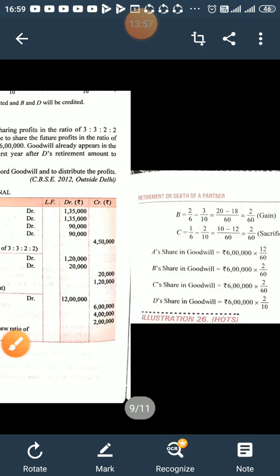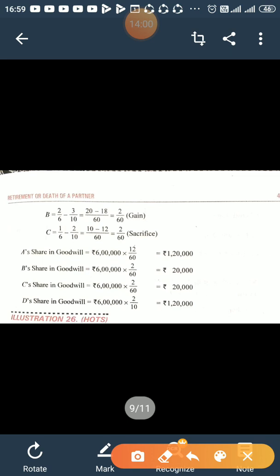Right. Now we will see what about B. B is having old share 2 by 6. New share is 2 by 6. 3 is to 2 is to 1 is a new profit sharing ratio. In this, B share is 2 by 6 and old share was 3 by 10. After deducting, we get to know that he is gaining because the resultant is positive. So 2 by 60 he is gaining.